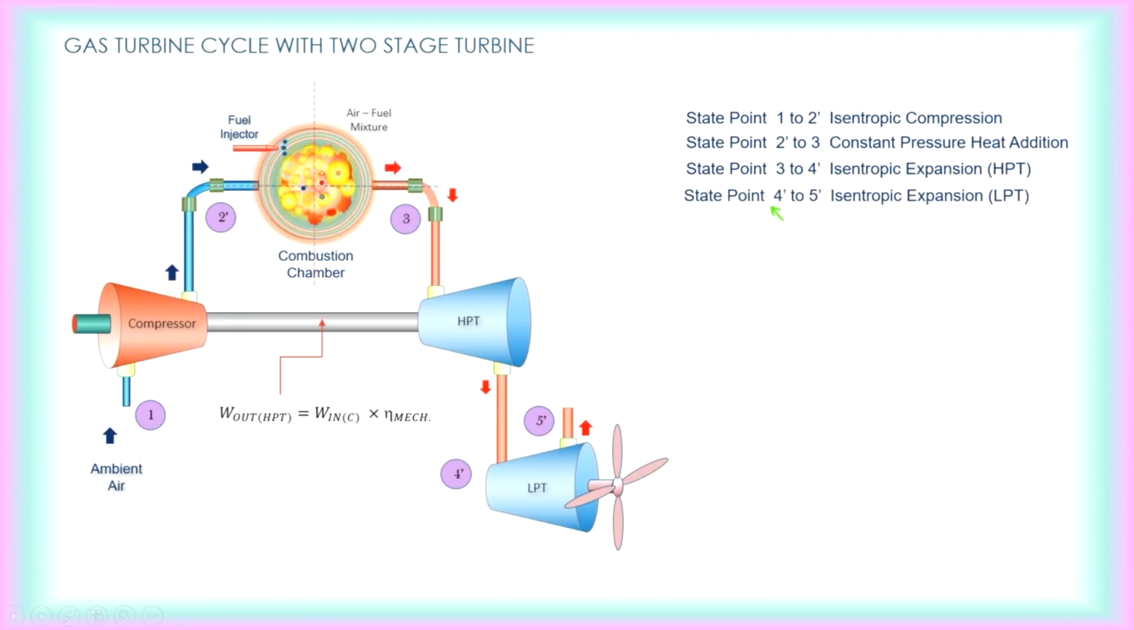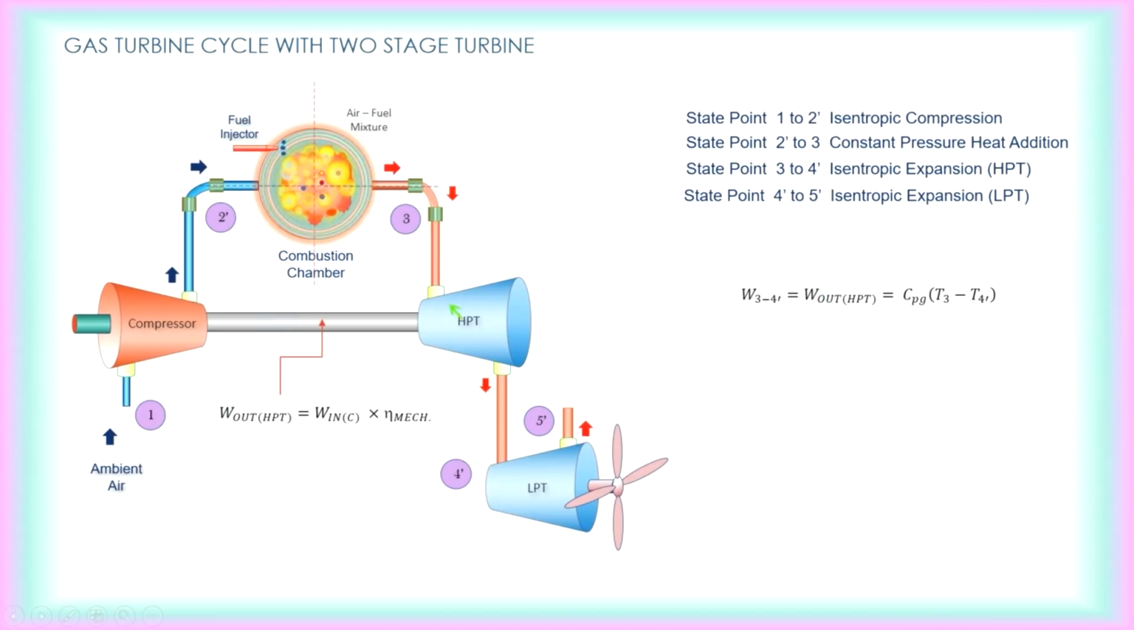Then the next would be state point 4 prime to 5 prime, or 4 to 5, which is the isentropic expansion in the low pressure turbine. Okay, so that is a two-stage turbine. We might have two-stage with a reheater, or you can have a two-stage compressor with an intercooler, and then you can have a regenerator. So first of all, let us take a look at the work output from the high pressure turbine. So that is this.